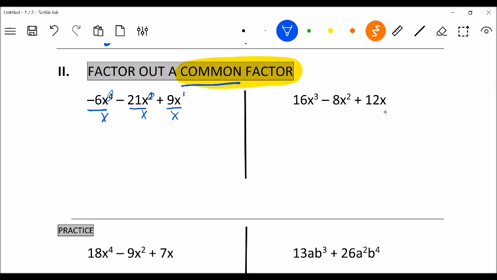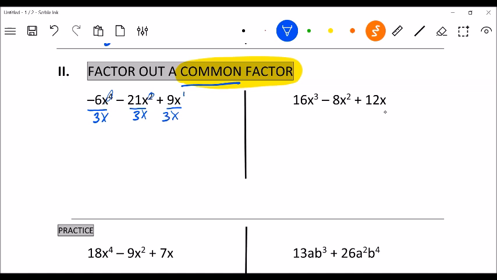So now I look at the numbers and I see I have a 6, a 21, and a 9. And I am thinking, well, let's see, what goes into them? 9 does not go into each of those. 6 does not go into each of them. But just a little bit of thinking, and you can realize that 3 goes into each of them.